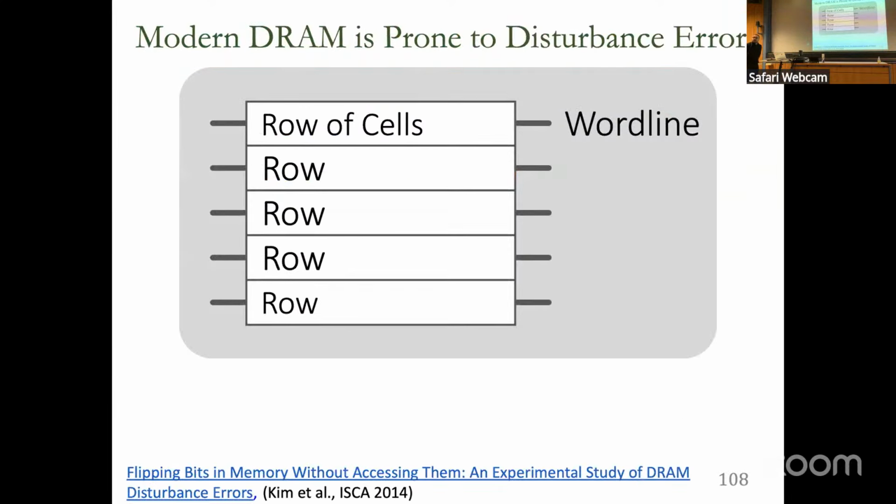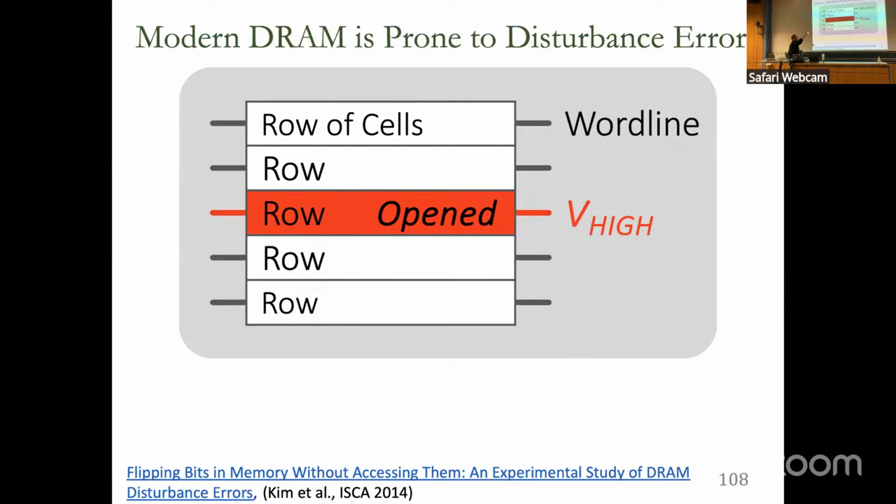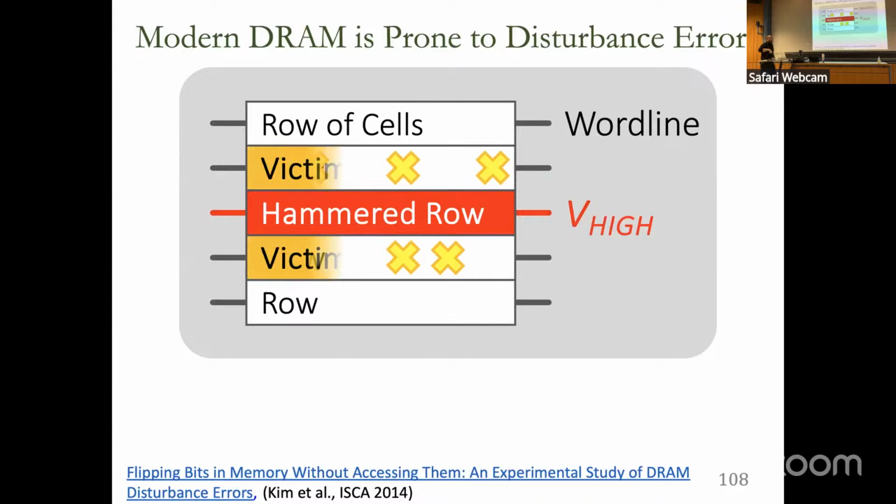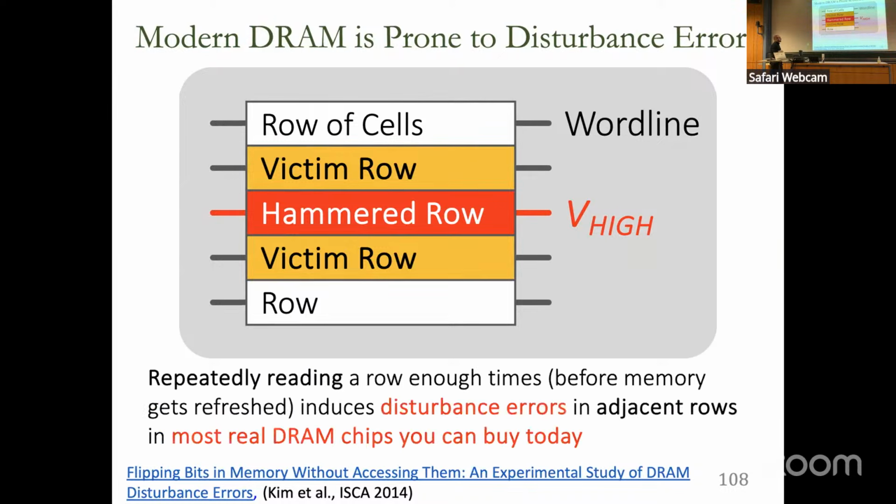How does RowHammer work? I'll give you a recap. We have rows in our bank, each with a word line. We open up a row to the high voltage. Then we close the row. We open the row. We close the row. We hammer this row. And what do we cause to the neighboring rows? We cause bit flips. The neighboring rows, we call them victim rows. By repeatedly reading this hammered row enough times, we can cause disturbance errors in adjacent rows in most real DRAM chips that you can buy today.